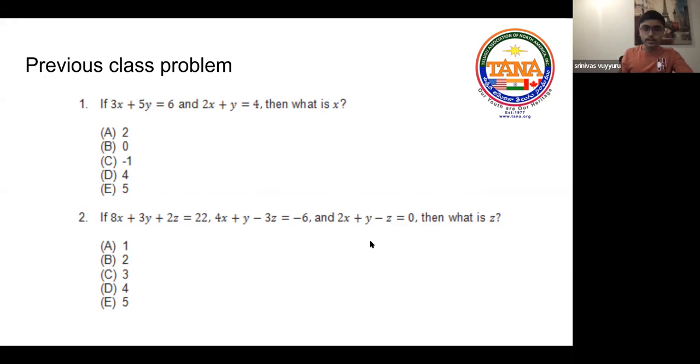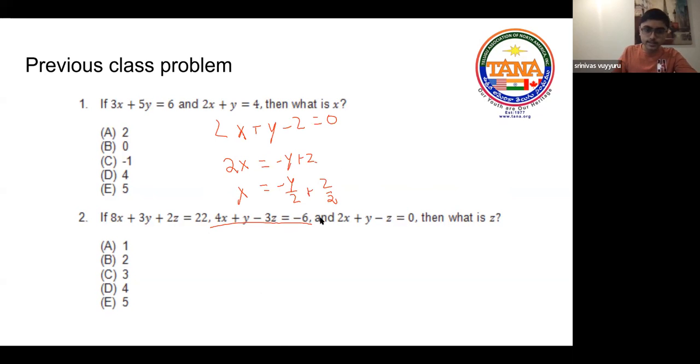All right, so I'll get started solving this problem. First, you take the third equation, which is 2x plus y minus z equals 0, and then you isolate for x. So you have 2x equals negative y plus z. Then you plug this in, or you could simplify further for x, negative y over 2 plus z over 2, into the second equation.